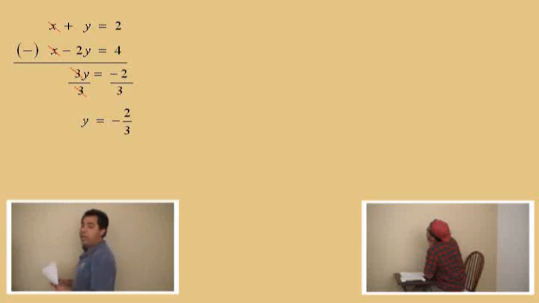Now, if you would like, you can take the y value and substitute into either one of your two equations and solve for x. And that would give you the x-coordinate. Remember, we're looking for the coordinates of the intersection of these two lines. We now know that the y-coordinate of the intersection is negative 2 thirds, so we need the x-coordinate.